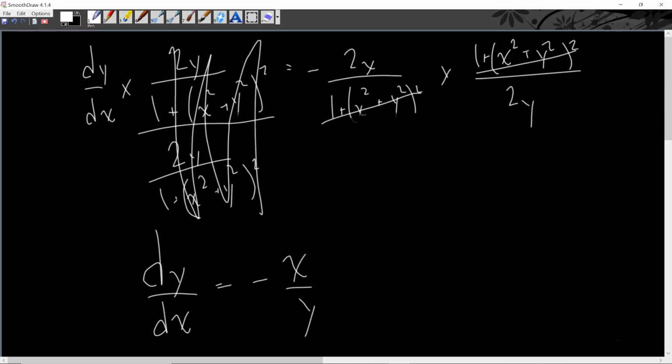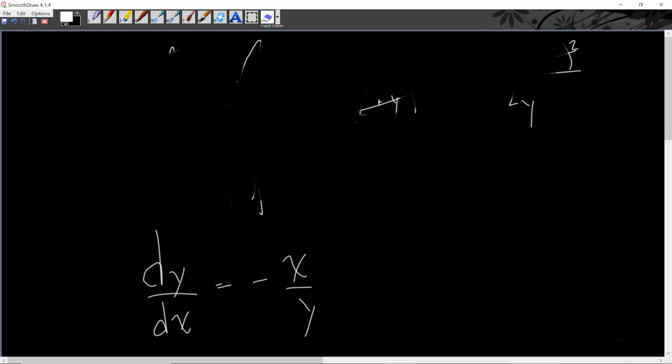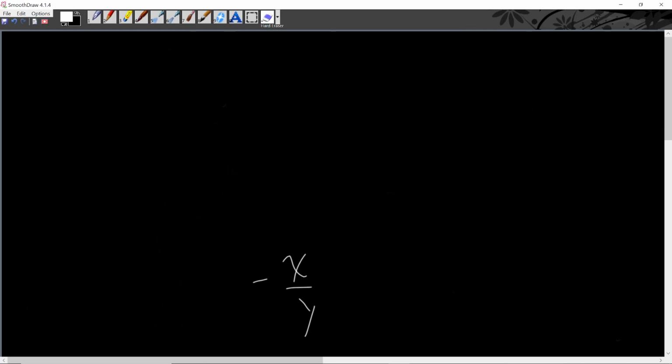I know it was quite the interesting journey, but it's definitely possible. And so, yep, dy/dx is going to be negative x over y for arctan of x squared plus y squared equals any constant. And now let's do some more practice problems.